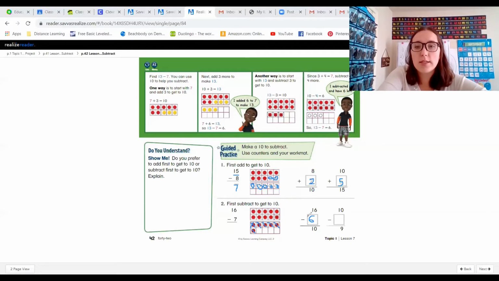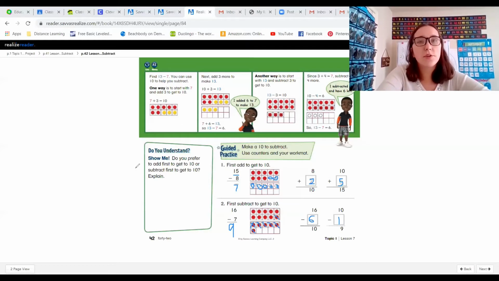We already subtracted 6 counters, so how many more counters do we have to subtract? We just have to subtract 1 more counter. So we cross off 1 more counter. We did 10 minus 1, and we know that that equals 9, which means 16 minus 7 counters, we subtracted 7 counters, equals 9. That's our difference. That's our answer.